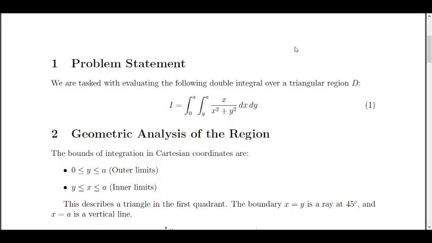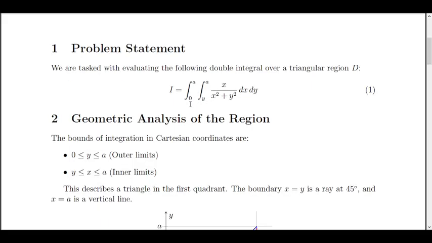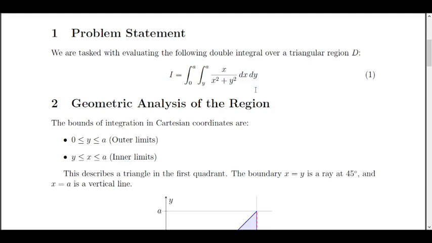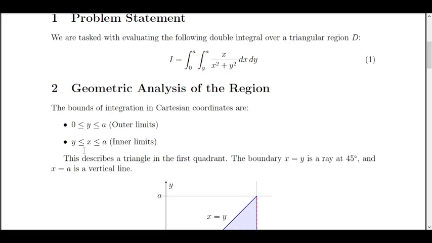Now coming to the problem, here we are evaluating the following double integral over a triangular region D, integral 0 to a, integral y to a, x by x square plus y square dx dy. The inner integral corresponds to x and the outer integral corresponds to y. So the outer limits: y varies from 0 to a, and the inner limits: x varies from y to a.